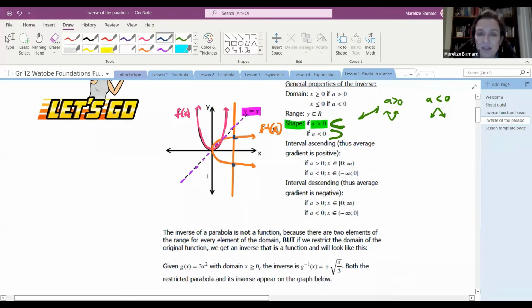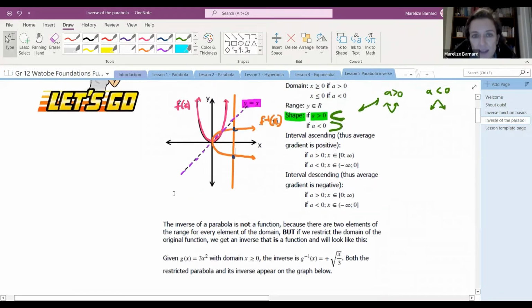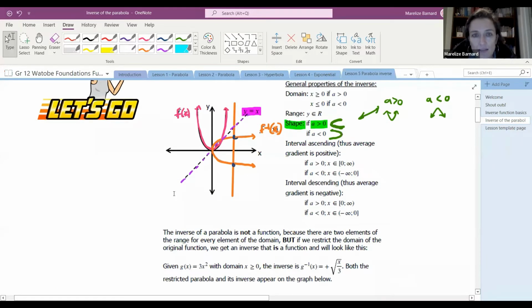So that means there are two y values for every x value. And that makes sense. If you say this is my x value, I have a y value there and a y value here. If I pick another random x, I have a y value here and another one here. So for every x, there's two y's, which makes this not a function. So the parabola is unique in that.